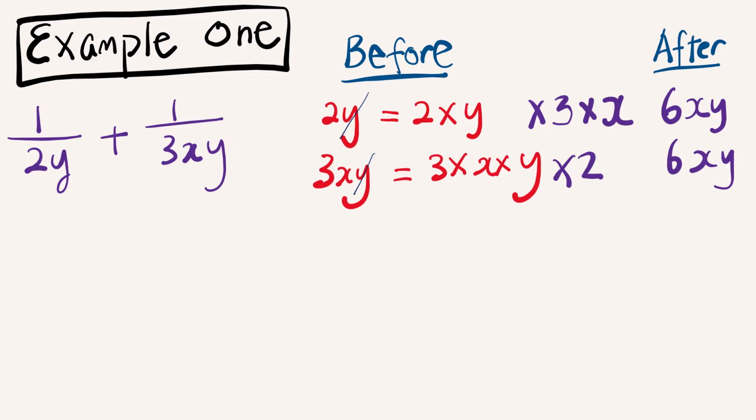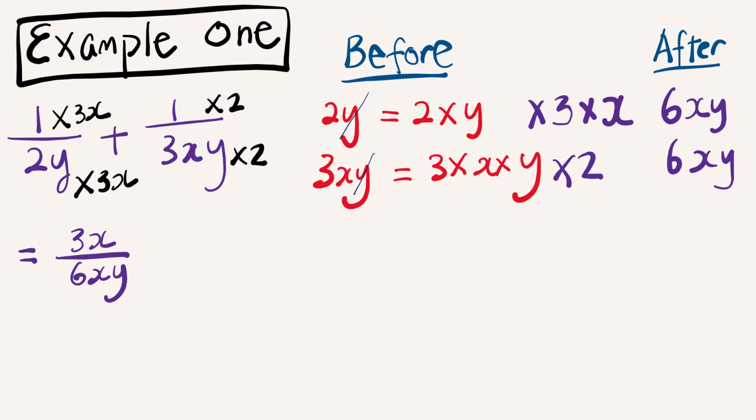So now that we understand that the lowest common multiple is 6xy, let us go about applying it to our first term. So I'm going to multiply the numerator and denominator both with 3x. And then for the second term, multiply the numerator and denominator with 2. So 1 times 3x will give you 3x over 6xy plus 1 times 2 will give you 2 over 6xy. So now we have the same denominator, we can add the numerator.